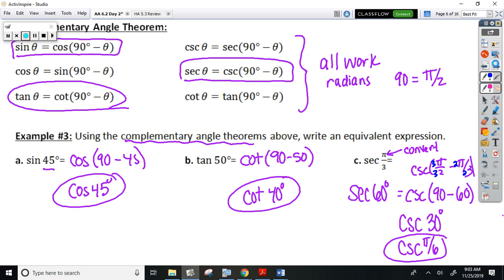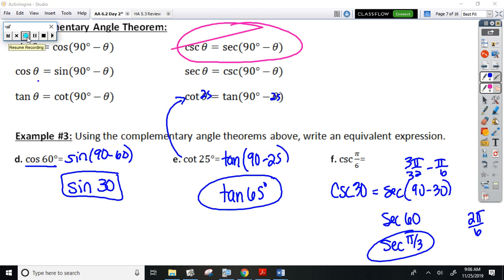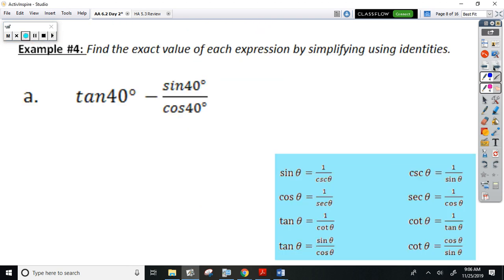All right, try the next 3 on your own. Use the complementary angle theorems above to rewrite these. These were the easy ones. All right, on the back, we're going to be given multiple operations: addition, subtraction, multiplication, division with trig functions. We are going to be asked to simplify and find the exact value of each expression. So we're going to use all the formulas from the front to simplify, to get them to come out to usually be 0 or 1.